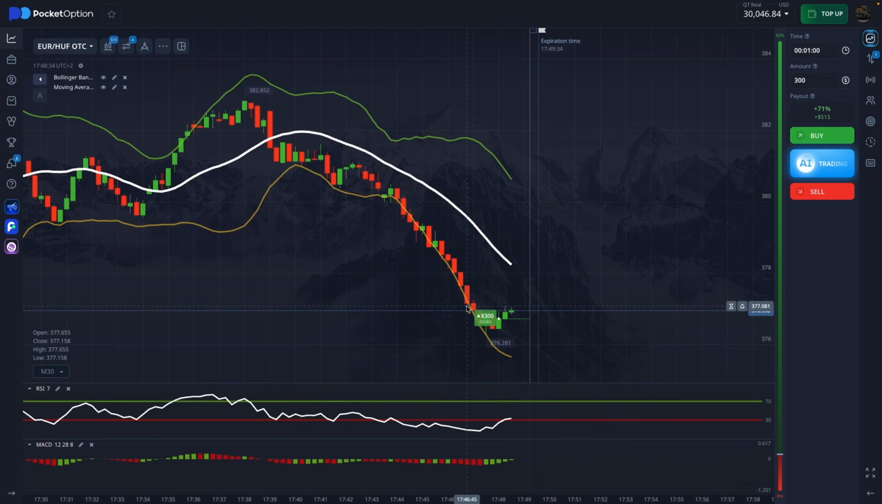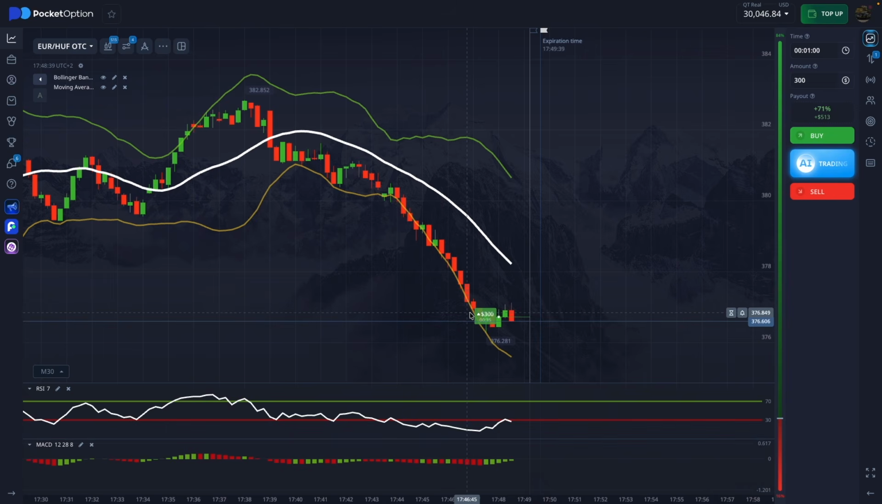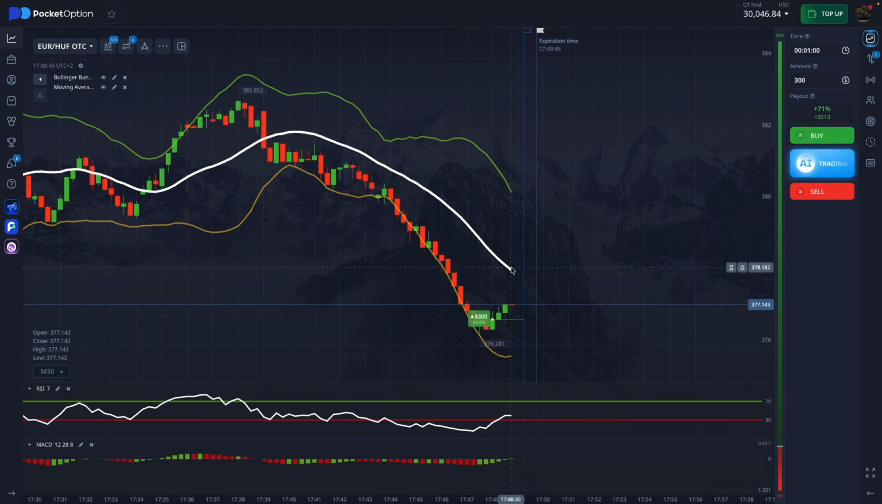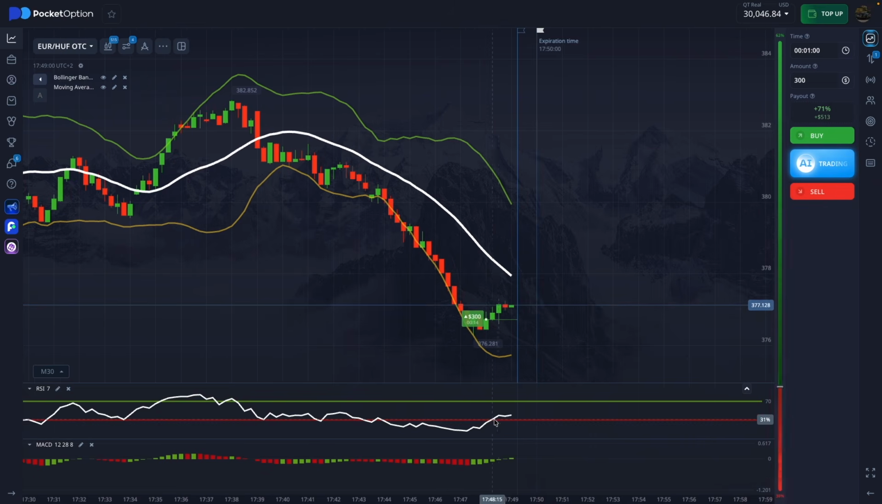To enter an up trade, I need the price to be near the lower boundary of the Bollinger Bands. After that, I wait for the price to start moving towards the moving average. After this, I start looking at the RSI indicator. To enter an up trade, I need the price to be in the oversold zone, which is below the red line. After that, I wait for the moment when the price comes out of the oversold zone. That is, on the RSI indicator, I need the white line to cross the red line from the bottom up.